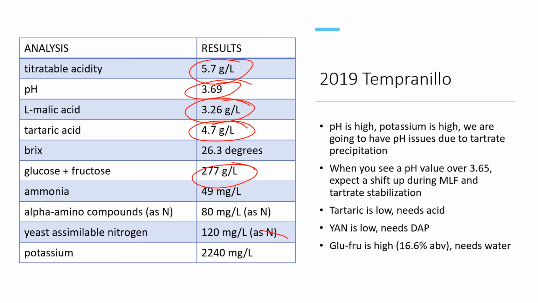And then we take a look at our YAN here. It's not great, so we're going to need to add DAP as well. So basically, we need to start cooking here. We need to start adding ingredients.